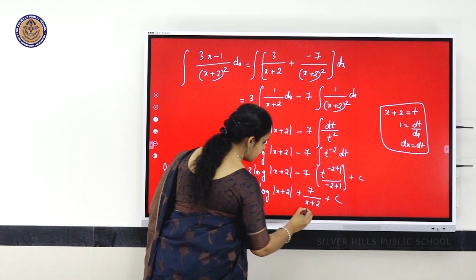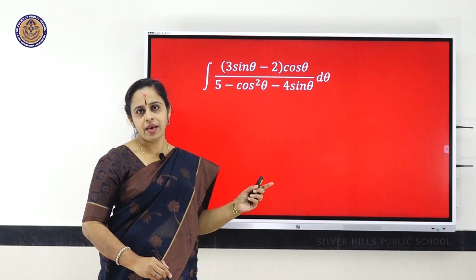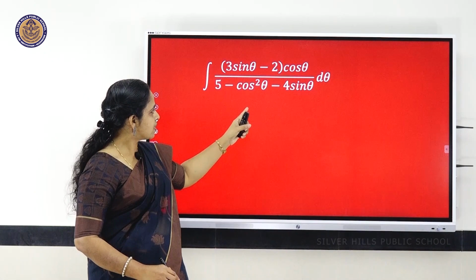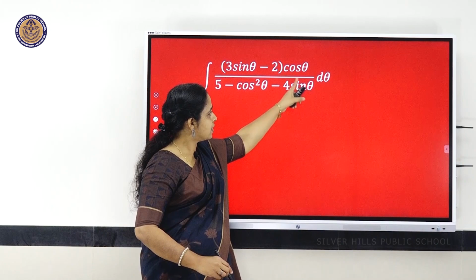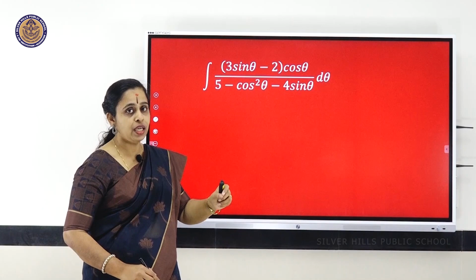Now, let us do a similar example. Integral (3 sin theta minus 2 cos theta) divided by (5 minus cos square theta minus 4 sin theta) d theta. It's a trigonometric function. We can see cos theta d theta, it is the derivative of sin theta. So, let us first give sin theta equal to t and make it into a rational form. Let us see how it is.